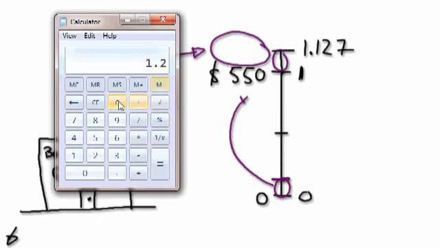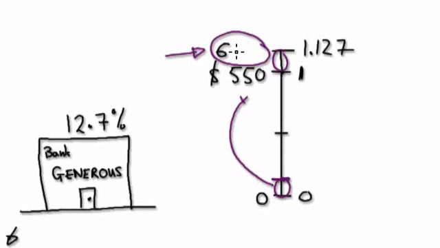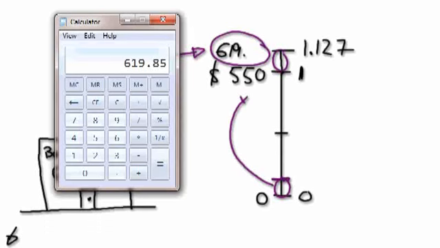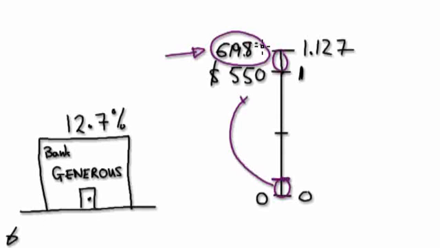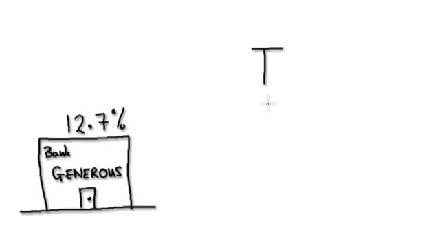1.12. This is 12%, but it's 12.7. So stick a 7 in there. And then times your whole amount, 550, equals 619.85. So this would be how much you have, $619.85. Okay, but if the question is asking how much interest will you earn?